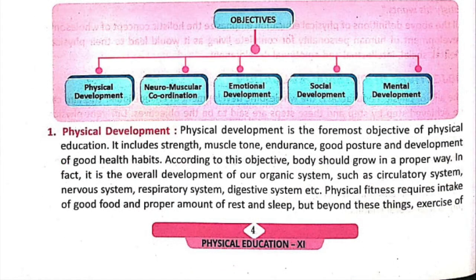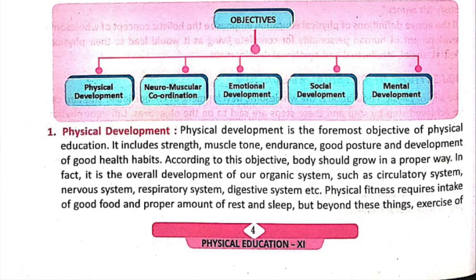So the first objective is the physical development. Second one is the neuromuscular coordination. Third one is the emotional development. Fourth one is the social development. Fifth and the last one is mental development. Here we'll study step by step.